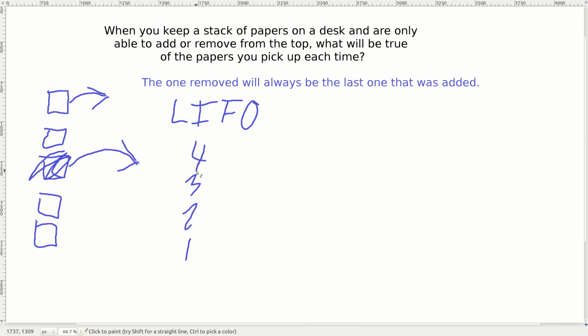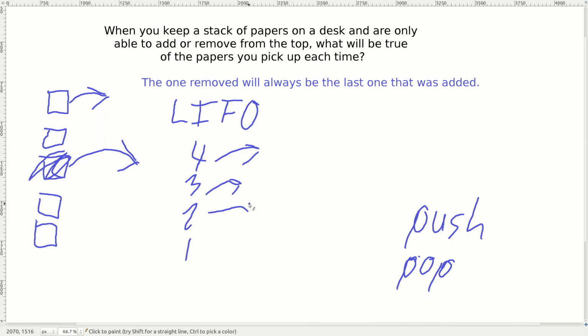By the way, in a stack, the adding is often referred to as push, and removing is often referred to as pop. So if I push 1, push 2, push 3, push 4 on top of the stack, and then I pop and pop and pop and pop, I will get back 4, 3, 2, 1 in that order. 4 will be the first thing out because it was the last thing in. 3 would be next. 2 would be next, then 1.